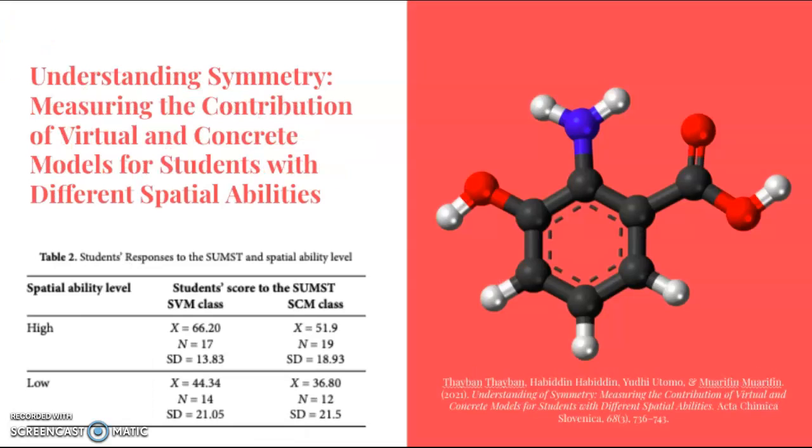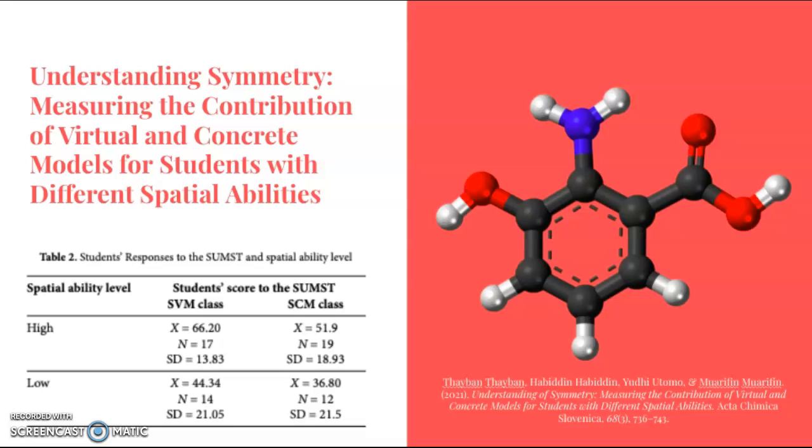The second research article was called Understanding Symmetry: Measuring the Contribution of Virtual and Concrete Models for Students with Different Spatial Abilities. I found this one particularly interesting because it's about teaching and how students respond to different types of instruction. In this article, the students were in a chemistry class trying to understand molecular symmetry, and they had two options, either a virtual model or a concrete model. Students were first divided into two groups based on their spatial ability levels. They took an assessment to see what spatial abilities they have. So there was a high spatial ability group and a low spatial ability group. Then within those groups, one half was given the virtual model and one half was given the concrete model.